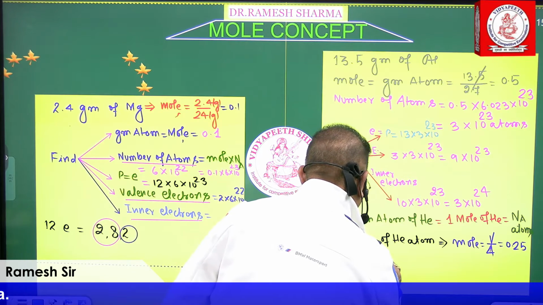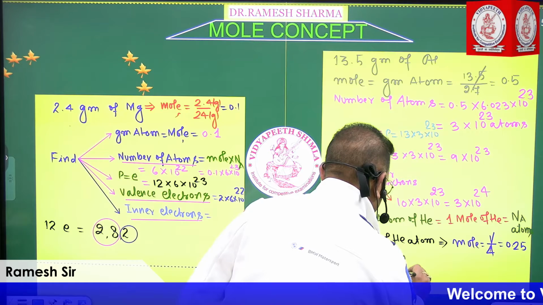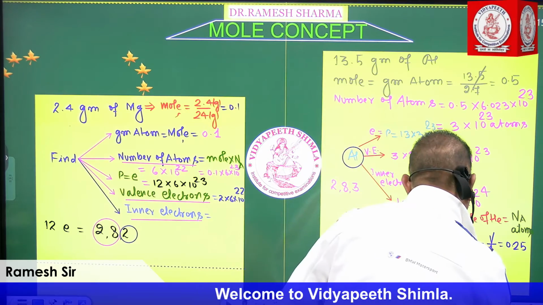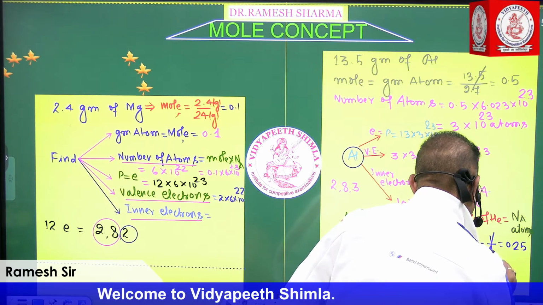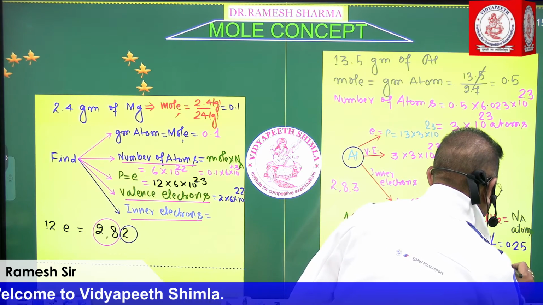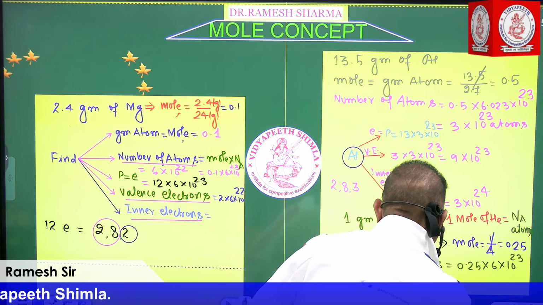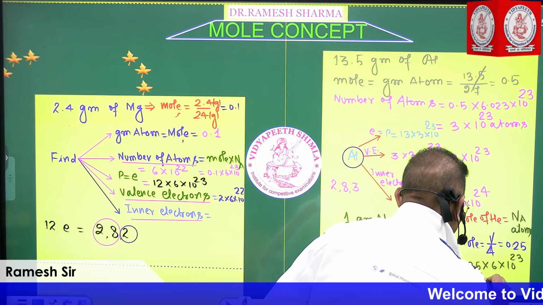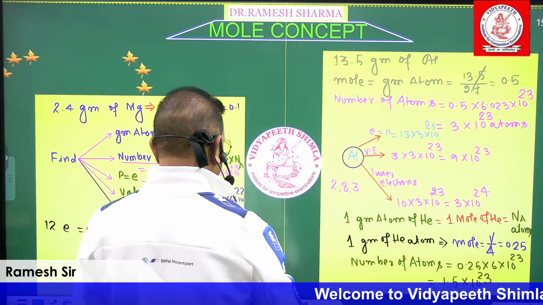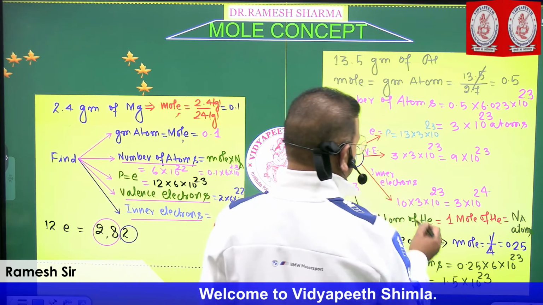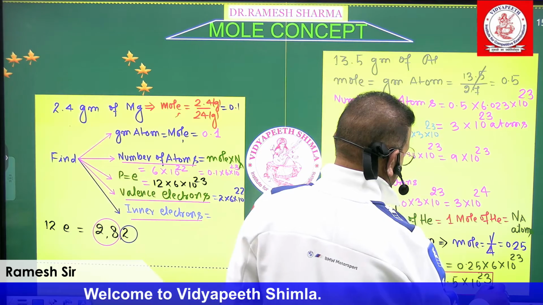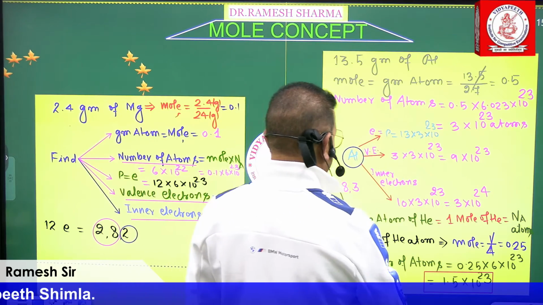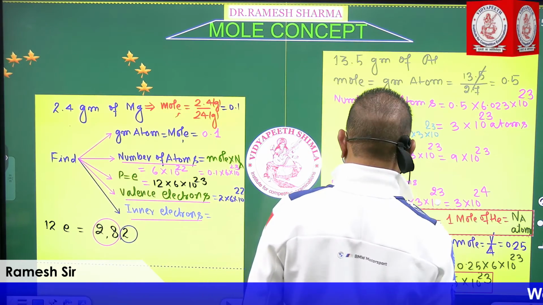Number of atoms will be mole into Avogadro's number. Approximately this will be 1.5 into 10 raised to the power 23. So there is difference. No? There is difference between the number of atoms in 1 gram of helium atom and number of atoms in 1 gram atom of helium.